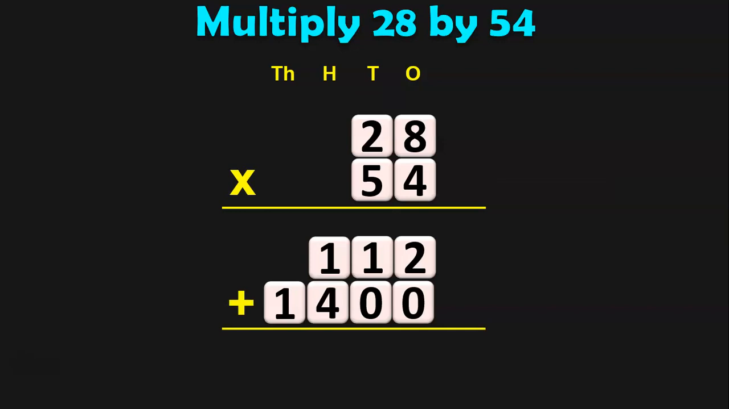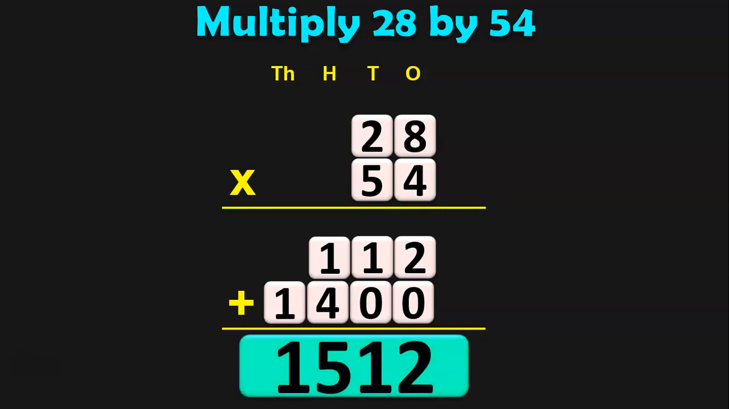We are going to add both the products now. 2 plus 0 is 2, 1 plus 0 is 1, 1 plus 4 is 5, and 1 in the thousands place, and you get the answer to be 1512. The next sum that we are going to deal with is multiply 52 by 17.